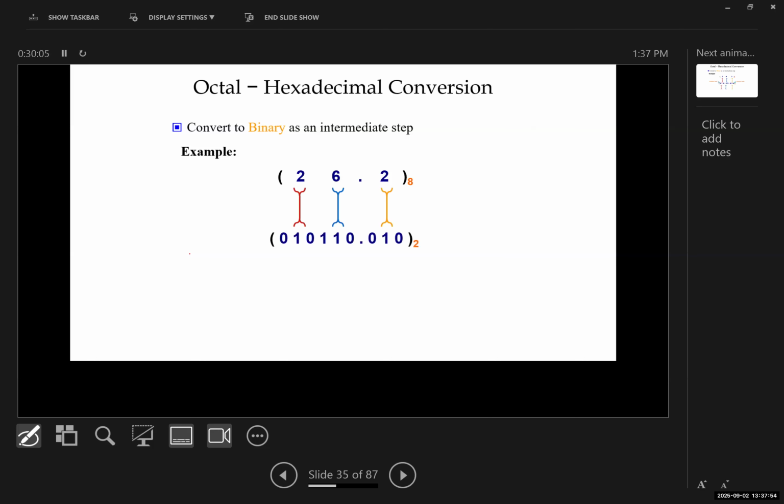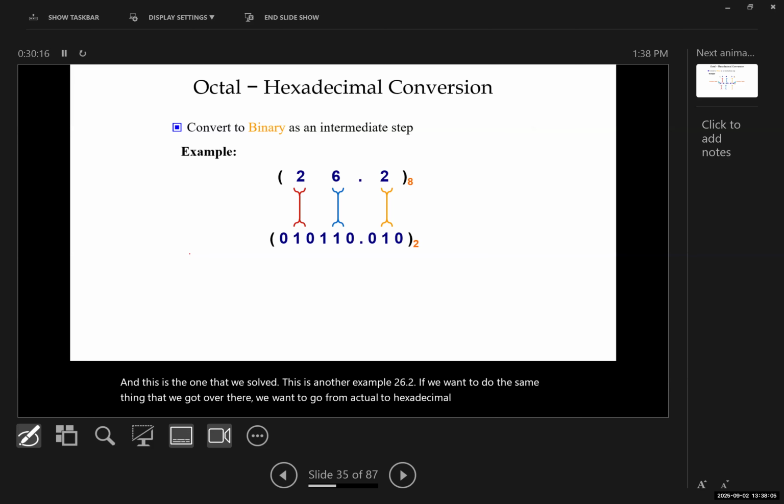And this is the one that we solved. This is another example, 6.2. If we want to do the same thing, we want to go from octal to hexadecimal. 6 is going to be equal to 110. 2 is going to be equal to 010, and 0.2 is going to be again 010. Again, we could put them in groups of 4s. So we're going to add 2 zeros here and another 0 here.